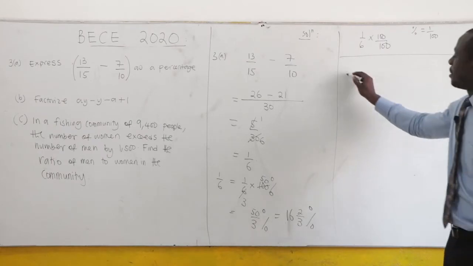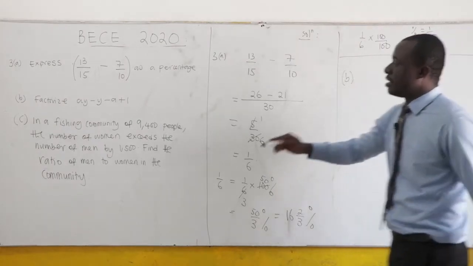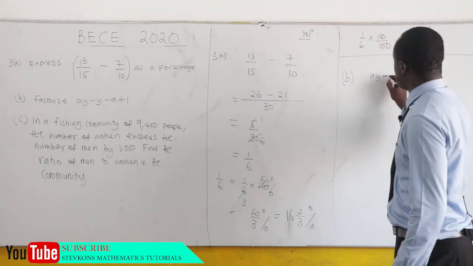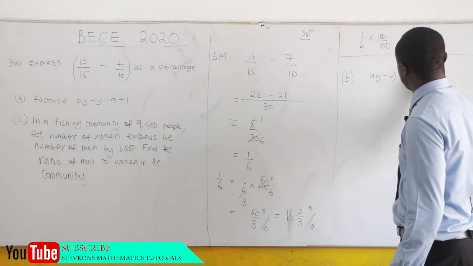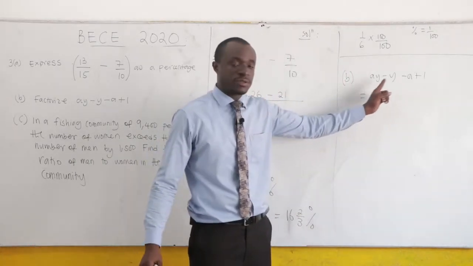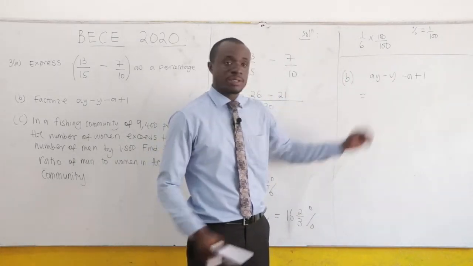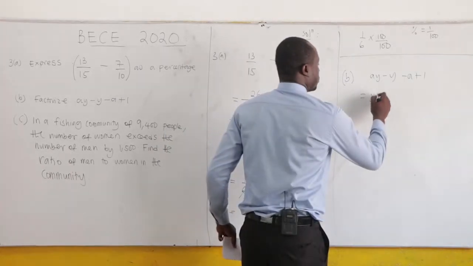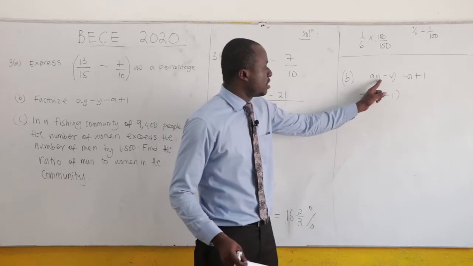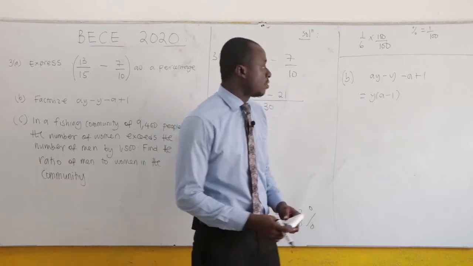Now, let's see the B. The B says that you should factorize ay minus y minus a plus 1. We want to factorize this. Let's see the first two terms. What is common? y is common. So y out, a minus 1. Let me multiply and see: y times a, y times 1, that is y.